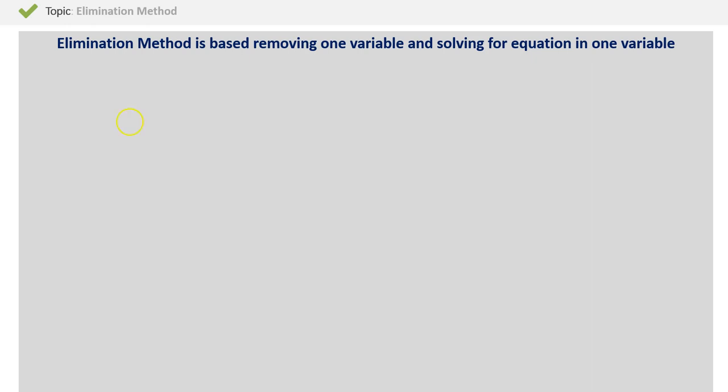Now let's talk about the elimination method. The elimination method is based on removing one variable and solving the equation in one variable. In the substitution method, we were substituting one variable by another. The intention was to get a simple equation in one variable which can be solved. Here you are removing that variable itself, and then the output will give you an equation in one variable, which is again simple to solve, and then we'll go from there.